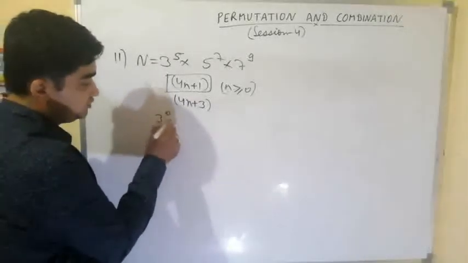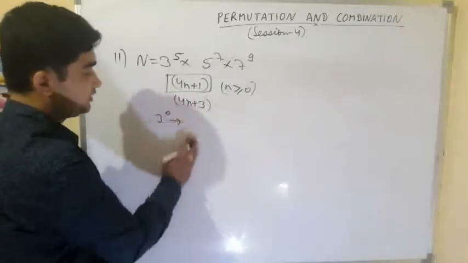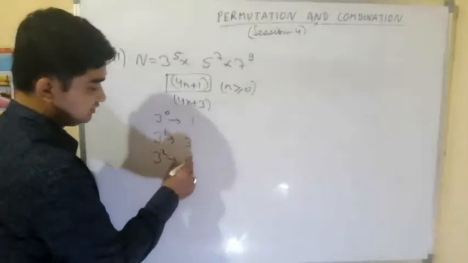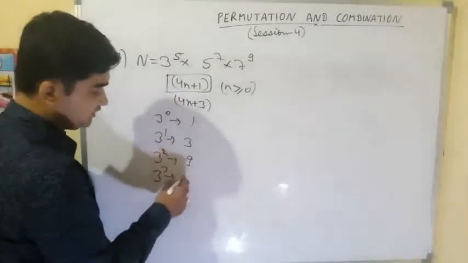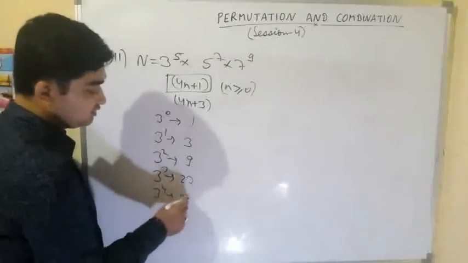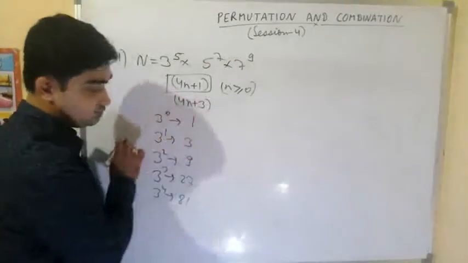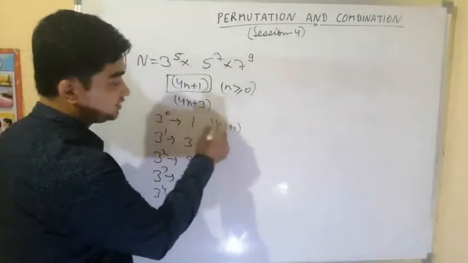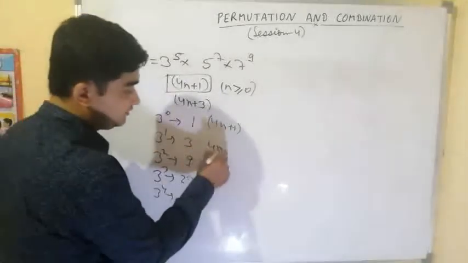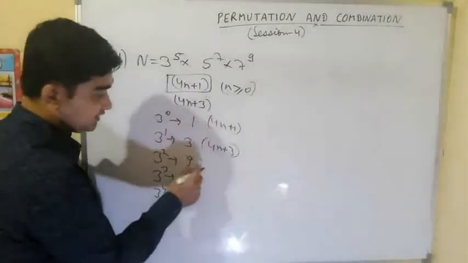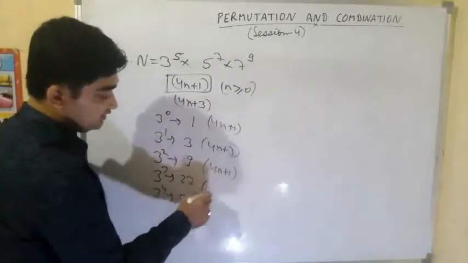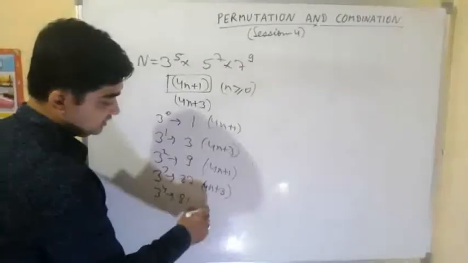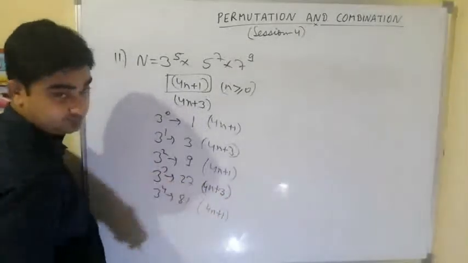What is 3 power 0? It is 1. 3 power 1 is 3. 3 power 2 is 9. 3 power 3 is 27. 3 power 4 is 81. So what we are trying to infer is 3 power 0 is 1, which is of the form 4n plus 1. Again, 3 is 4n plus 3, so it has changed. Next power again it is 4n plus 1. Next power again it is 4n plus 3, 24 plus 3. Next power again it is 4n plus 1, 80 plus 1.